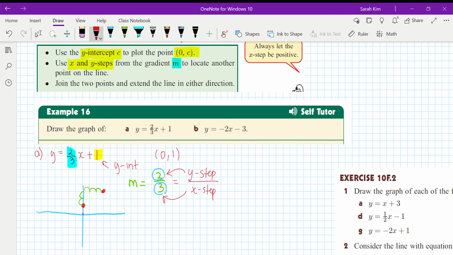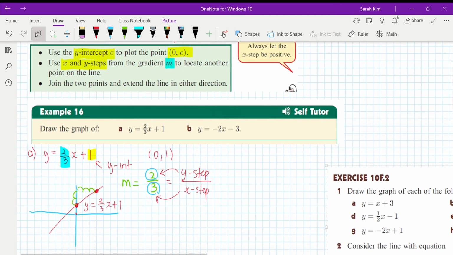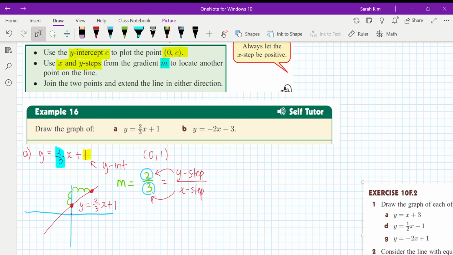And all I have to do to draw the graph is connect the dots. There we go, that's it. And if I want to, I can write that equation next to it. Now make sure you're copying these examples into your booklet. There should be the same thing in your booklet somewhere. All right, so let me try B. Let's write the equation down: y equals negative 2x take 3. Brilliant.